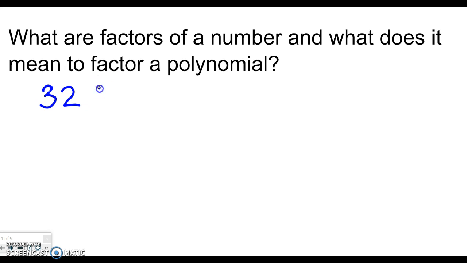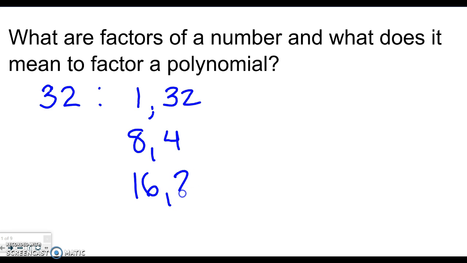what are some factors of 32? Well, we know that 1 times 32 is 32. So 1 and 32 are factors of 32. What else? What are two other pairs of numbers that when multiplied together can give me 32? Well, you have 8 and 4, you have 16 and 2, and so on. So there are some of the factors of 32. They are things that when multiplied together equal 32.